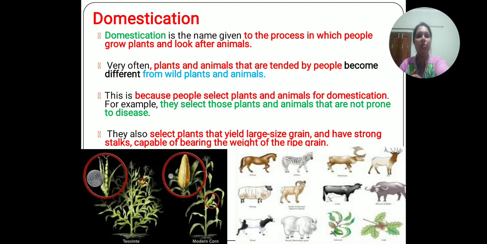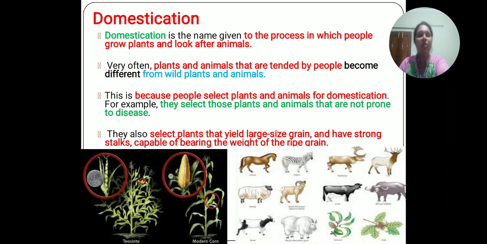They also selected plants that yield large size grains and have strong stalks capable of bearing the weight of the ripe grain. So they also started the yielding of large size grains like wheat, barley, and rice. They started keeping these types of plants, which were grasses, with them, and they started domesticating these types of plants.